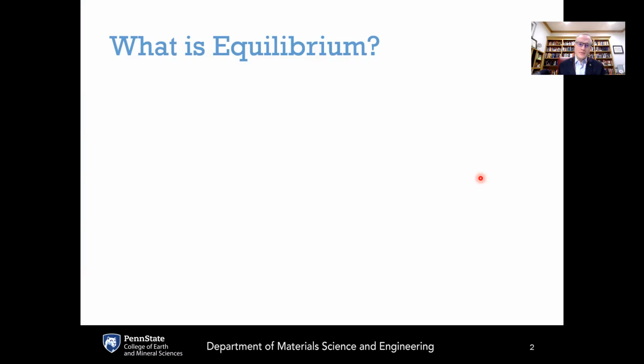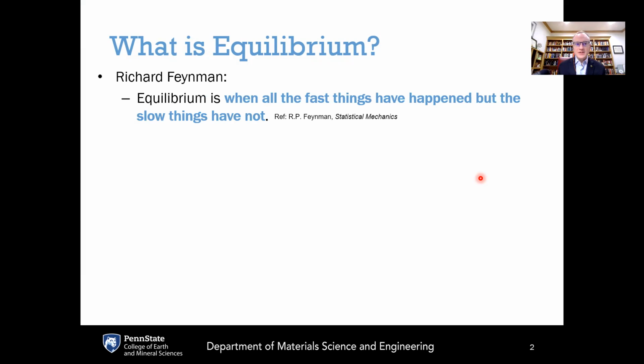So the field of classical thermodynamics is largely concerned with equilibrium. What is the nature of equilibrium? Which states are more stable than other states? And there are various definitions of equilibrium, and it depends on the constraints that are imposed on the system.